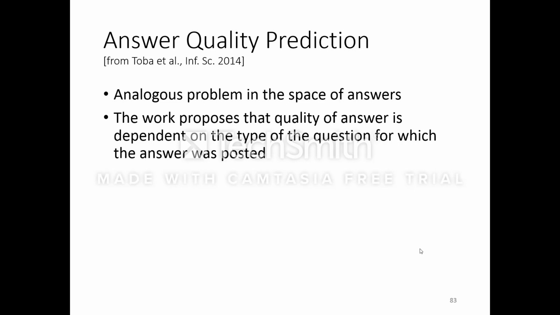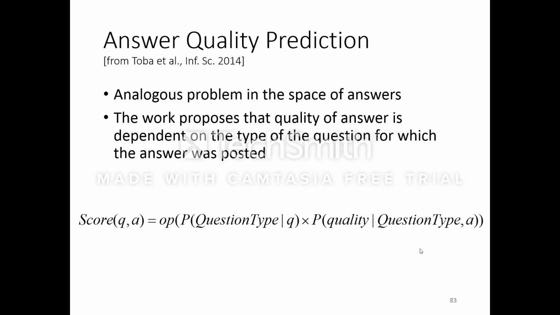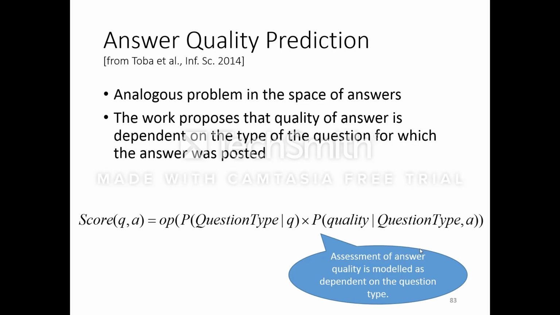And this work proposes that the quality of an answer is dependent on the type of the question for which the answer was posted. Okay, and they have a scoring framework, which is score of Q, A is a function of the assessment of the quality of the answer, dependent on how well it is a good quality answer for that particular question type. And you may not know the exact question type, because the question type may not be labeled as such.